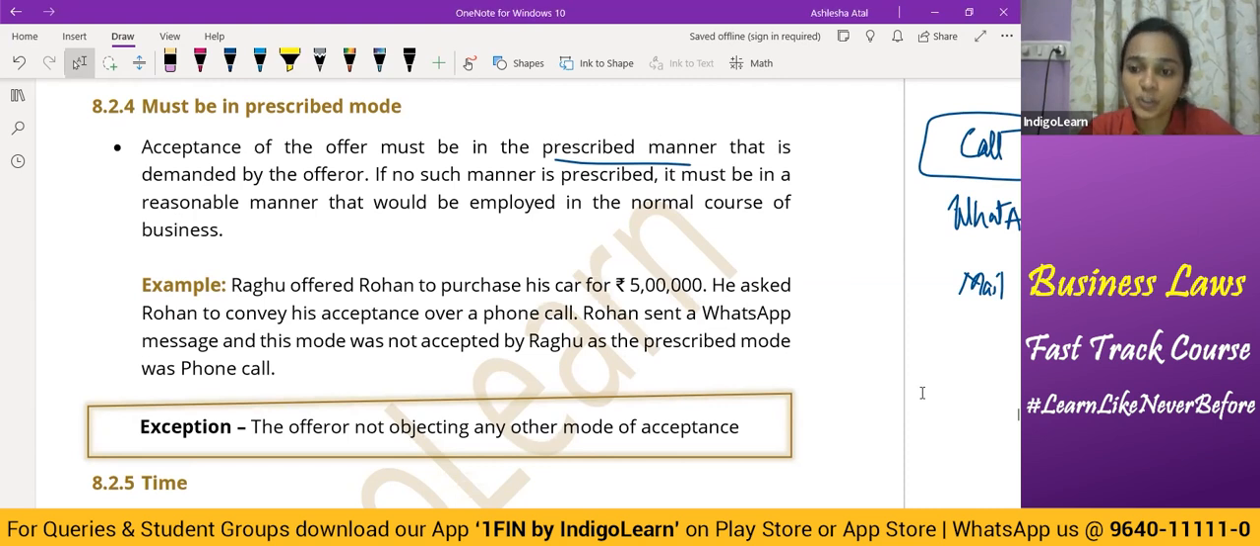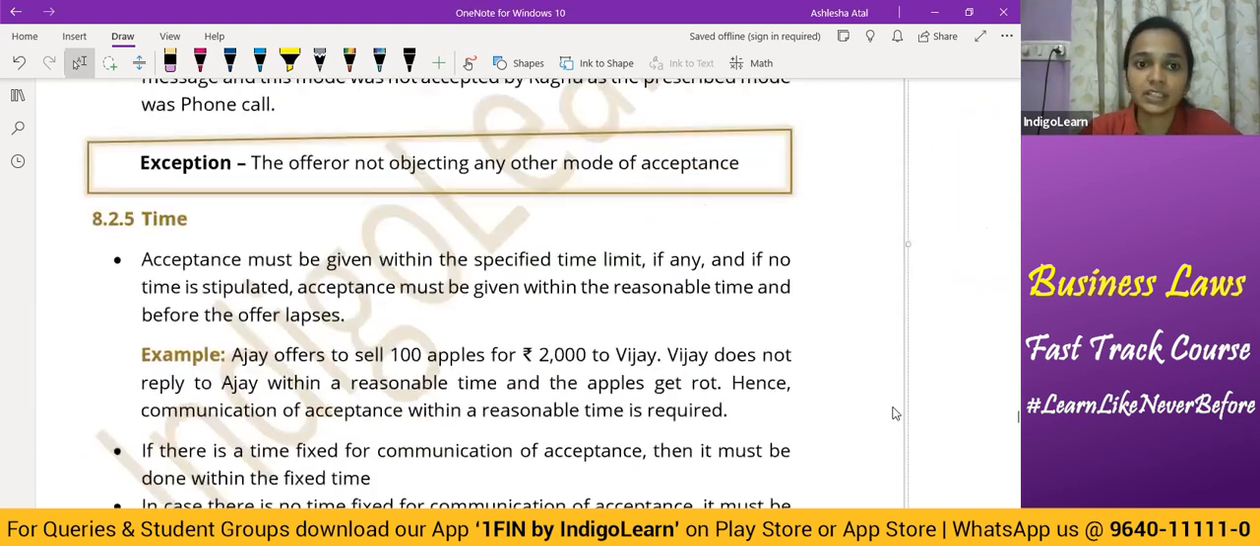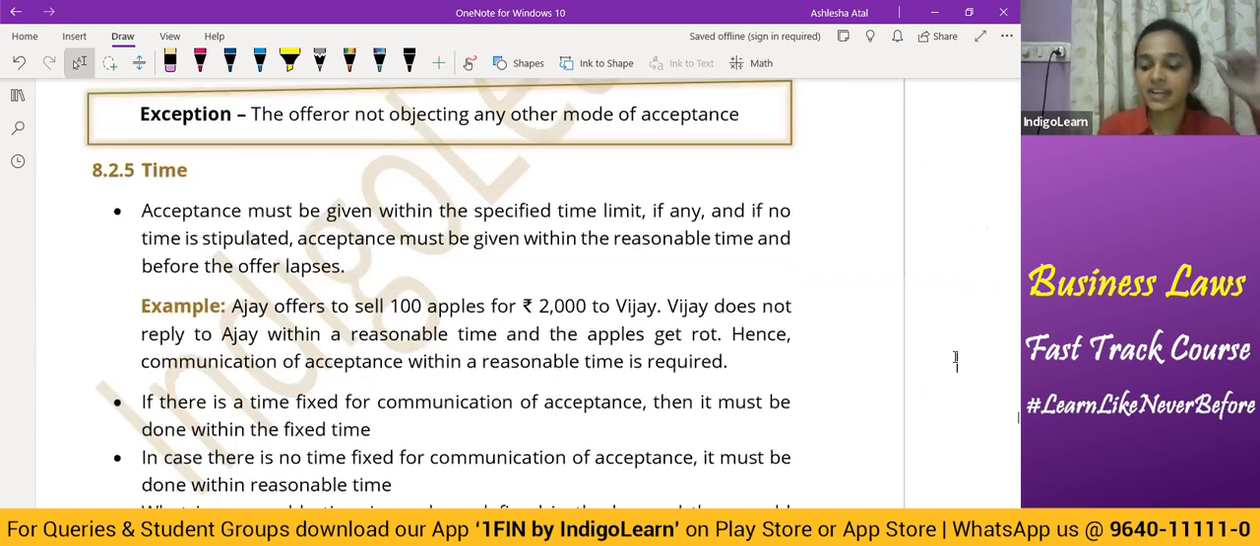Now, what should be the time within which the acceptance should be given? Say if there's a specified time limit, say the offerer has given 10 days to give the acceptance, or say 1 week, then the acceptance has to be communicated within that time span. However, if the offerer has not specified any time span, then in that situation, the acceptance has to be communicated within reasonable time. Now, what is reasonable time? It depends from situation to situation, and differs on the basis of what the offer is for.